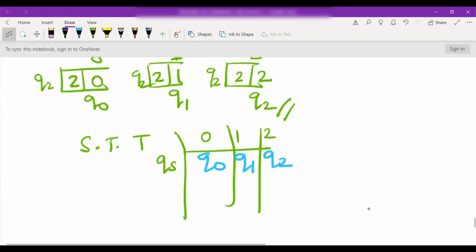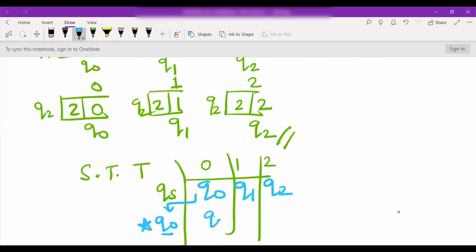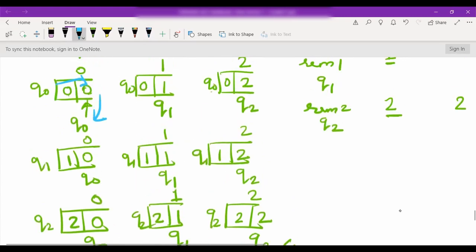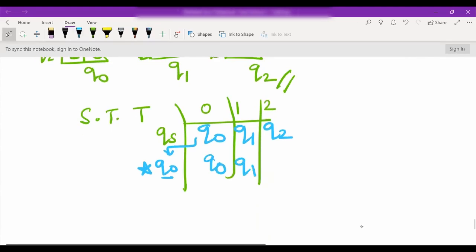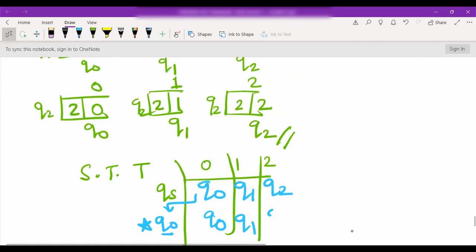Now Q0 is the state we have to consider here. As Q0 is the final state, we will mark an asterisk here. Now Q1 with the next bit 0 goes to Q0. Q1 with the next bit 1 goes to the Q1 state. Now Q1 with 2 goes to the Q2 state.